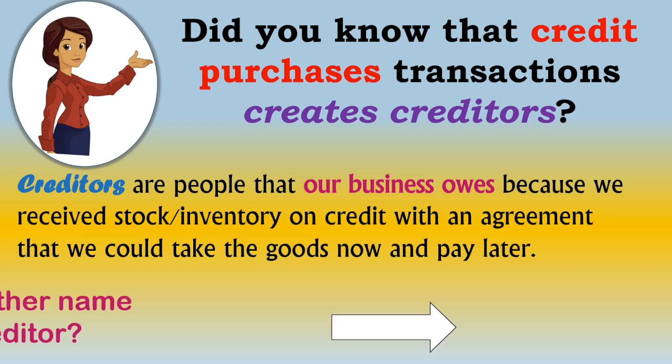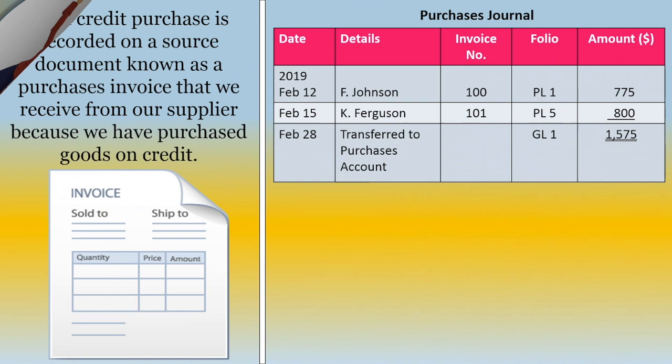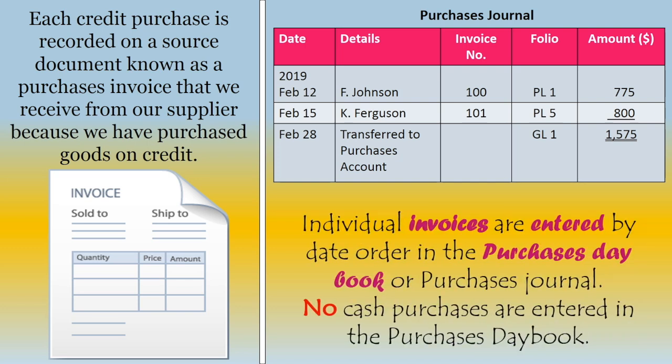Now, students, what's another name for a creditor? You guessed it, that's correct, a supplier. Each credit purchase is recorded in a source document known as a purchases invoice that we receive from our suppliers. We take these purchases invoices and we enter them in date order in the Purchases Daybook, or we refer to it as the Purchases Journal. Now remember, no cash purchases are entered in the Purchases Daybook.